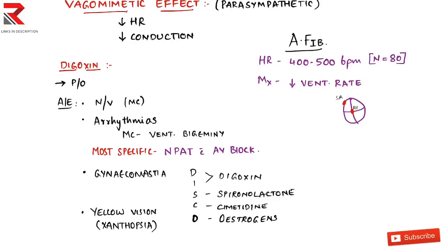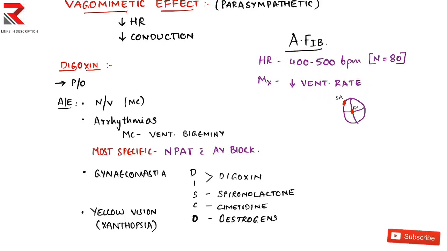So in order to manage this situation, your main aim is to decrease the ventricular rate. That is, when the atria are fibrillating, and then later on, after some time, even your ventricles get fibrillated. So you have to first prevent the ventricular rate. That's why the aim of management in atrial fibrillation will be to decrease the ventricular rate.